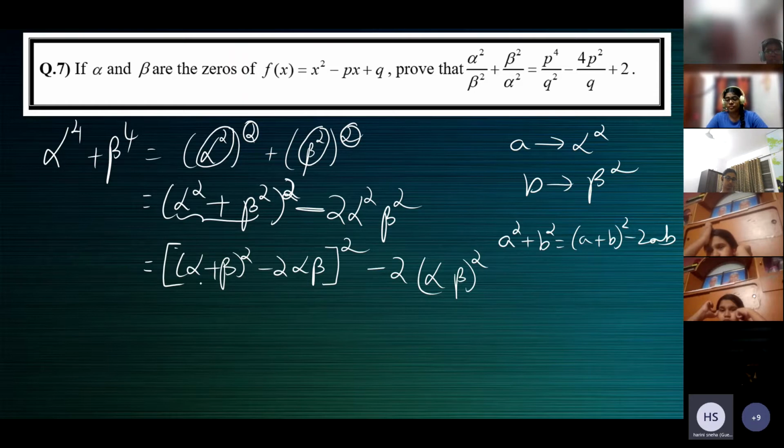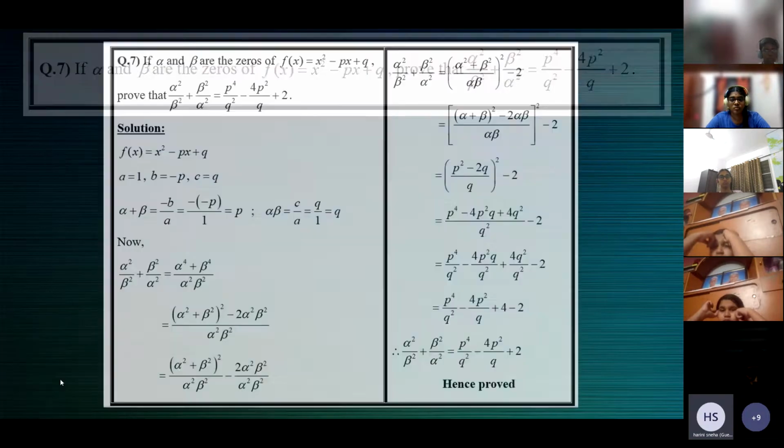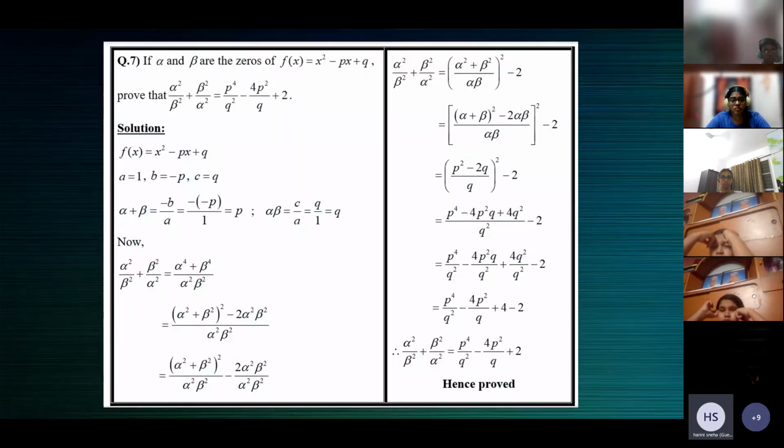So now you can see that we have alpha plus beta, we know the value. Alpha beta, we know the value. Okay. Now help yourself with this one.